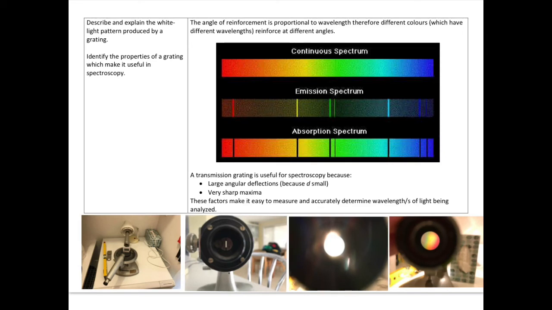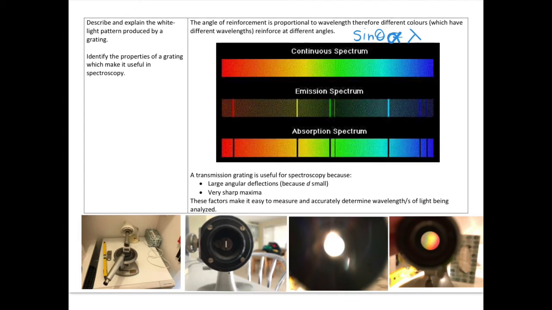But I do need to point out that the angle of reinforcement is proportional to the wavelength. Therefore different colours, which have different wavelengths, reinforce at different angles. So this idea that sine theta is proportional to wavelength means different colours will reinforce at different angles, and by looking at different angles we can see whether that wavelength or that colour is present in a light source or not.